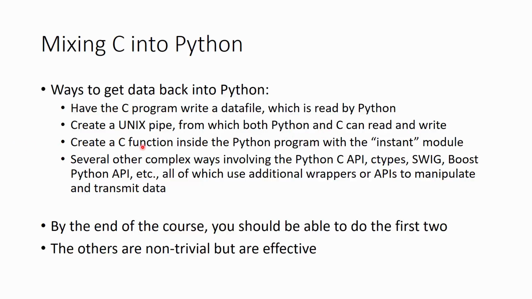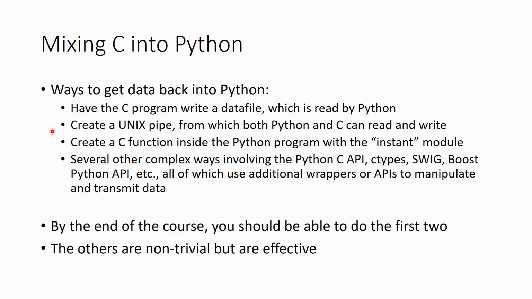We could also create a C function inside Python. There's a third-party module called Instant that lets you just write C directly inside Python. And then some of the more classic ways involve an API for Python and C together, and there's all kinds of different stuff, from ctypes and SWIG and the Boost Python API, and all of these use some additional wrappers or APIs to manipulate the data back and forth between the two programming languages. So certainly options, but they're not really trivial.